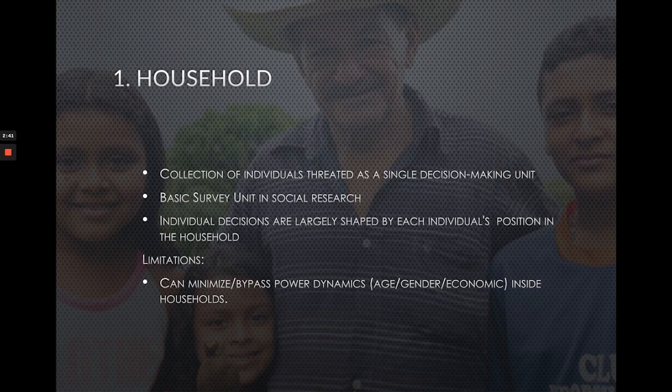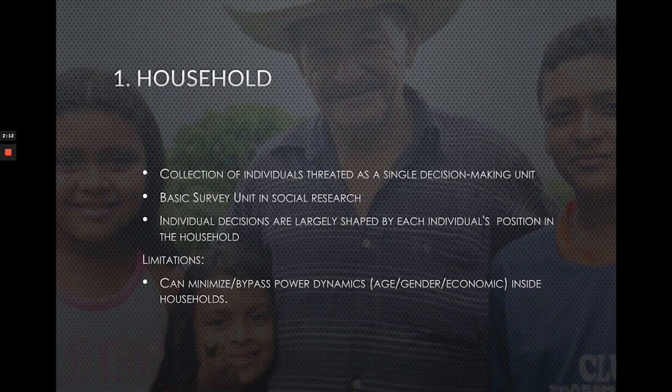So in more detail, when we focus on the household, the authors mention it as a collection of individuals who are treated as a single decision-making unit in terms of production and consumption decisions, how they allocate their resources, and what their objectives and roles in society are. This is the basic survey unit in social research.